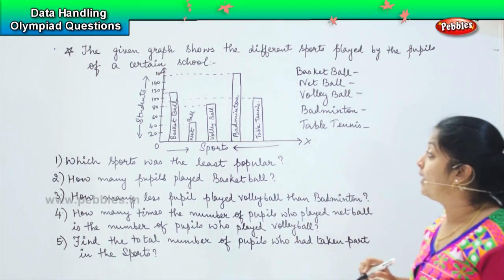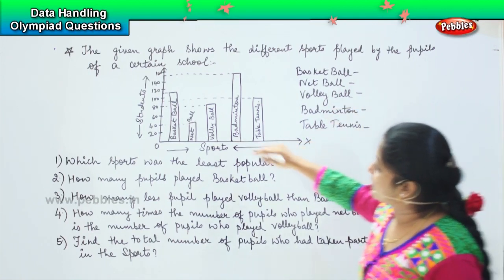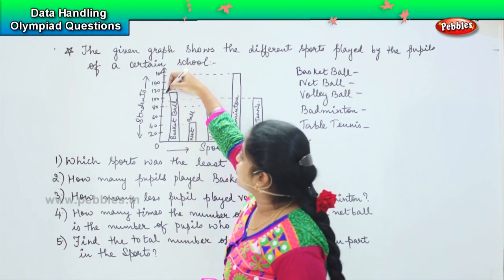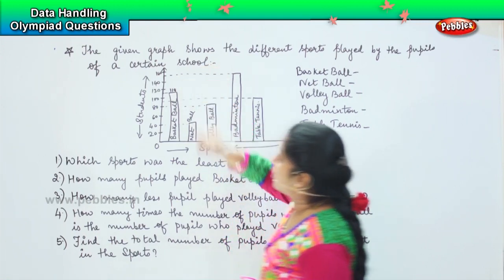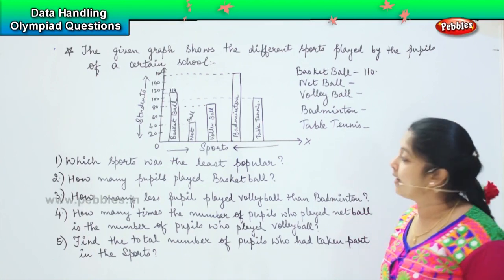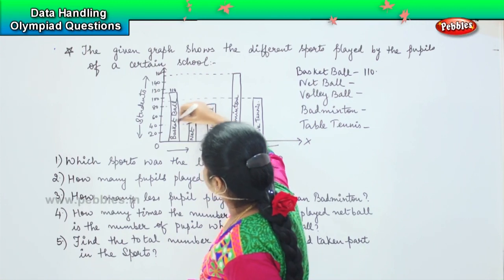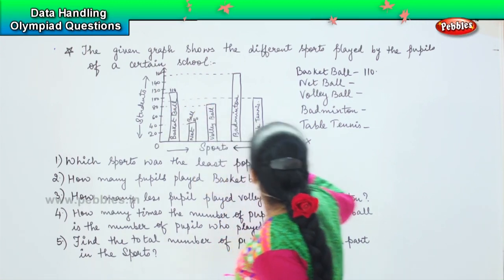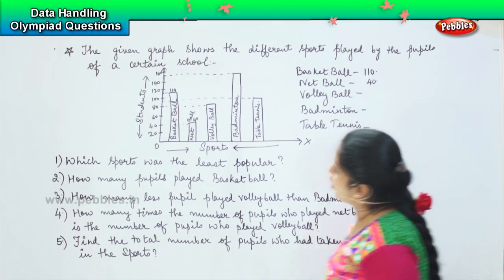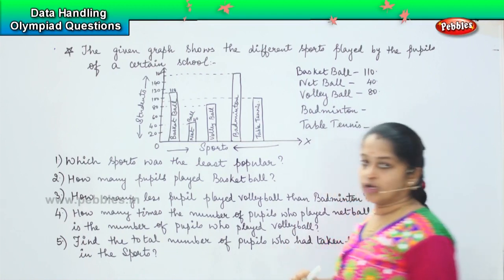Okay. So now let us write the number of children who have participated in these games. So coming to the basketball, it shows a graph between 120 and 100. So we can assume that the number of children who opted for basketball is 110. Okay. Coming to the netball, the netball correctly ranges in 40. So for netball I have 40 students. Coming to the next one, volleyball strikes at 80. So I have 80 children playing volleyball.